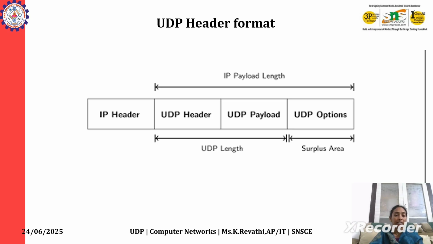Here the IP header is there. This will help to identify the sender and receiver IP address on the internet. Then here the User Datagram Protocol header, the user datagram payload and the UDP options are there. Actually, the UDP header, UDP payload and UDP options are the features of IP payload length. The total length will be calculated from UDP header to UDP options. Then the UDP length of this header consists of the UDP header and the UDP payload.